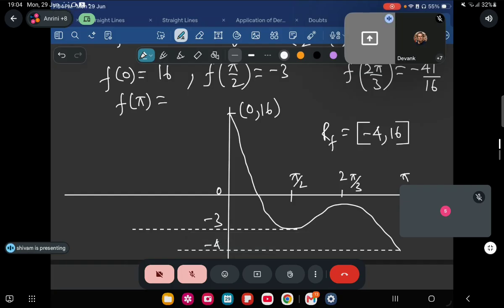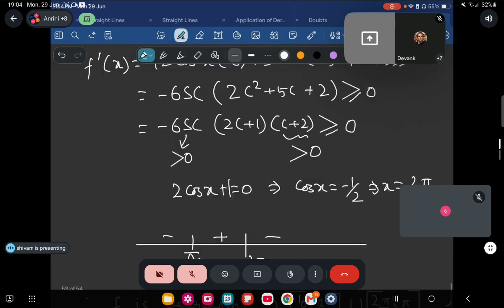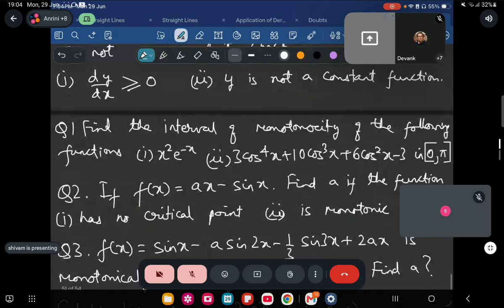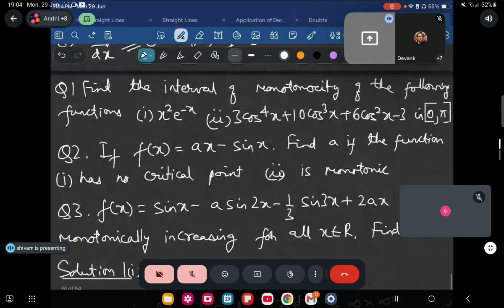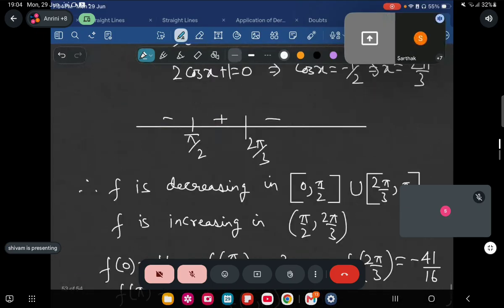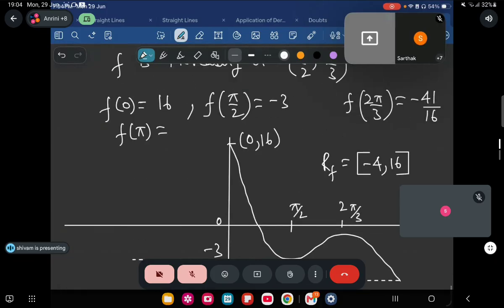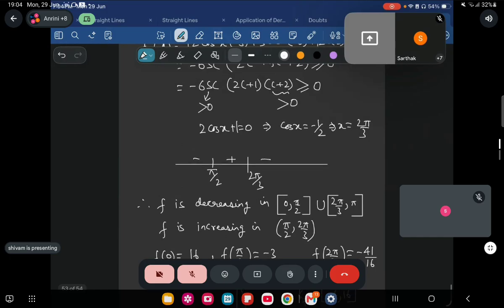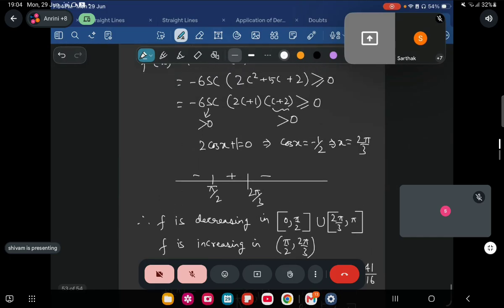Sometimes they can ask you the range of the function also. So this can be done by finding the values at some critical points. Guys, one second, I have a doubt. Tell me, Sarthak, what doubt do you have? If I scroll up once, no, sir, it's okay, sir.